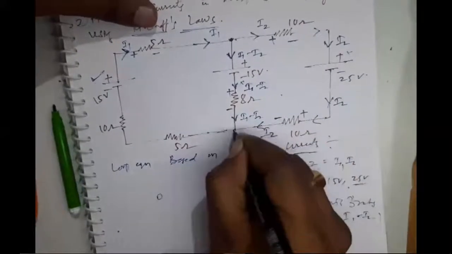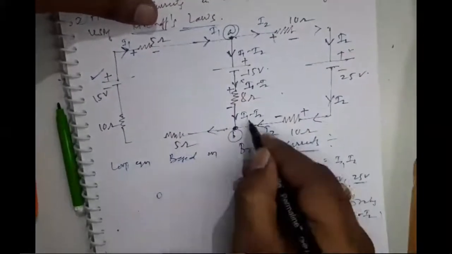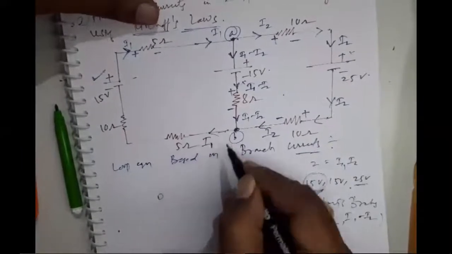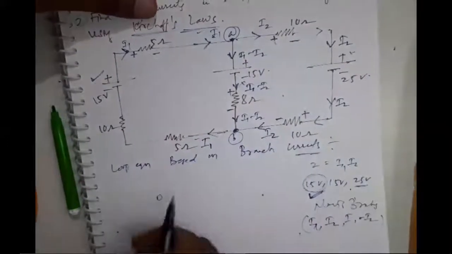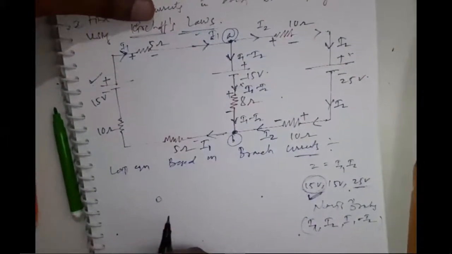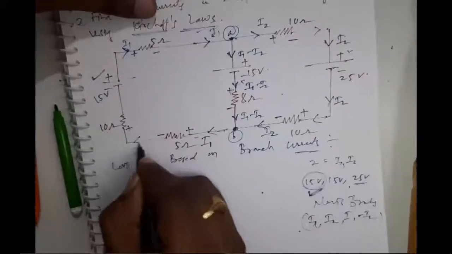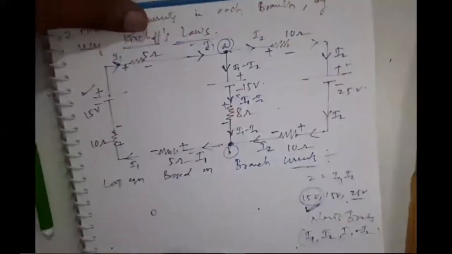Hence, there are two incoming currents for this node B, and the outgoing current is I1 minus I2 plus I2. I2 gets cancelled, so the outgoing current is I1. Both are the same. Incoming should be equal to outgoing, right? This is positive, negative, and this is the current I1. This is positive and negative, right?